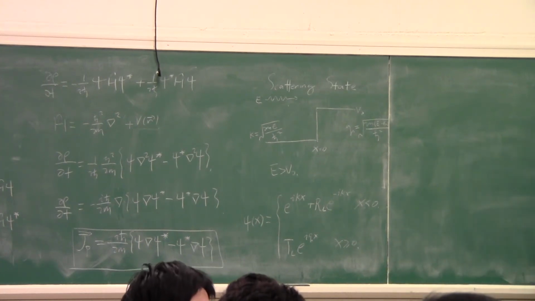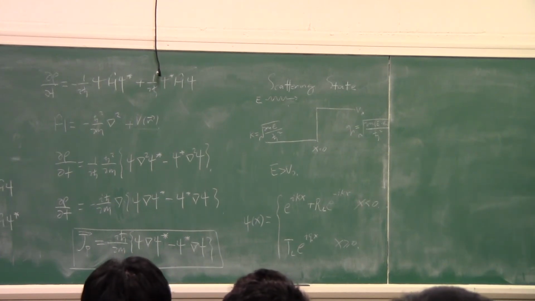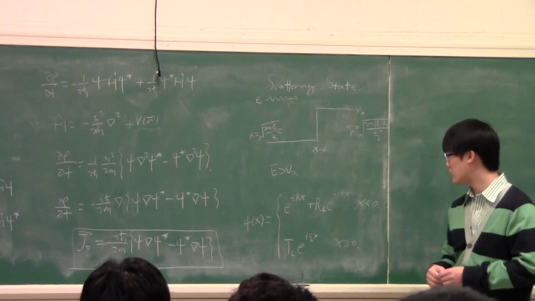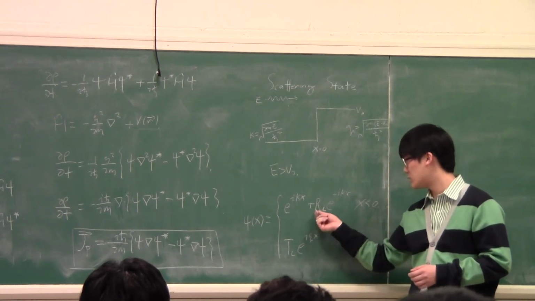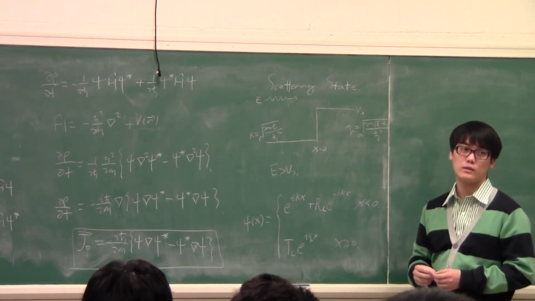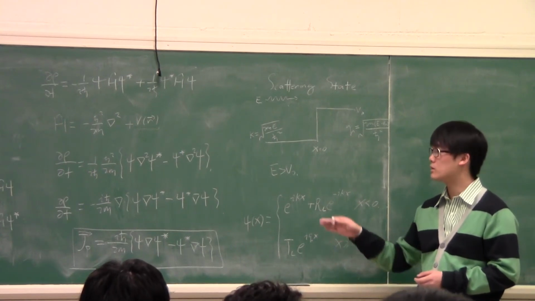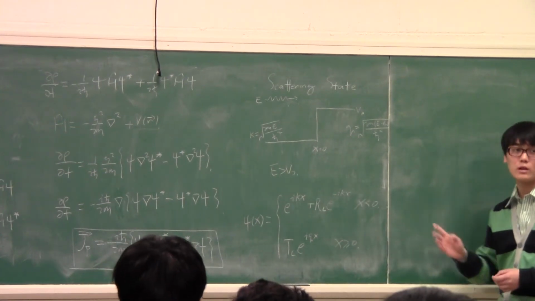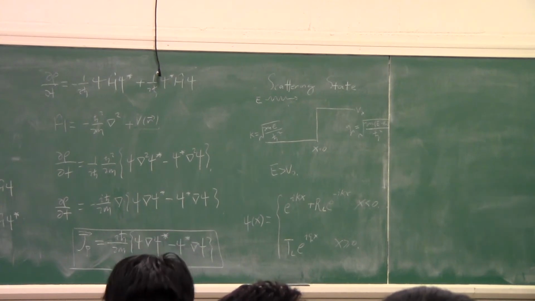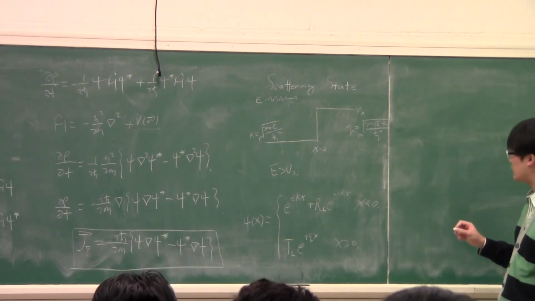Yeah, the scattering state has nothing to do with the probability current. Not yet, but we're going to. So basically, we want to find out how much does it transmit, how much does it reflect, and the way to define these things, you need the current, how much current goes through, how much current goes back. Okay. So where was I?